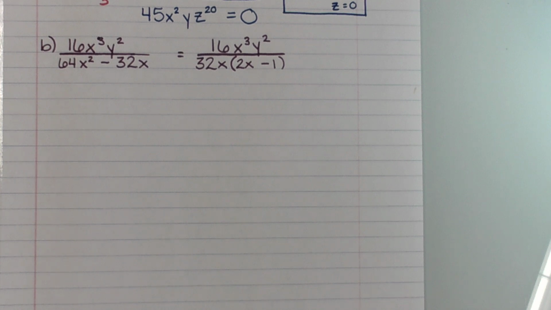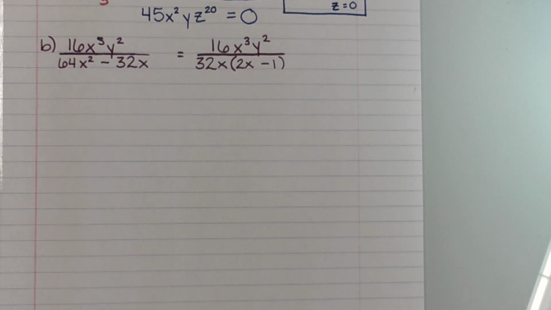Now, when it comes to simplifying rational expressions, things in parentheses, binomials, will have to match other binomials completely on the other side of the fraction to cancel out. That 2x minus 1 is not going anywhere because there's not a 2x minus 1 on top. The only thing that's going to simplify here is the monomials. I've got 16x cubed y squared and a 32x.